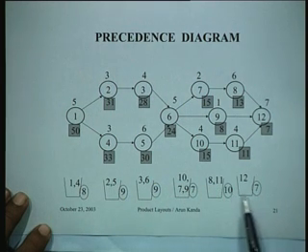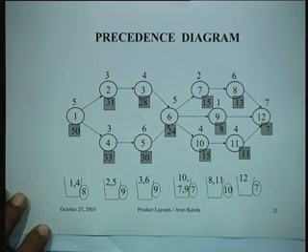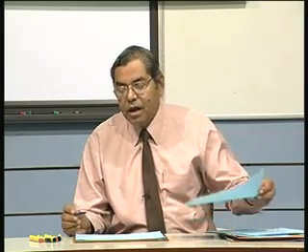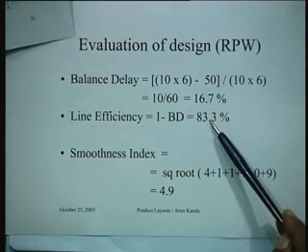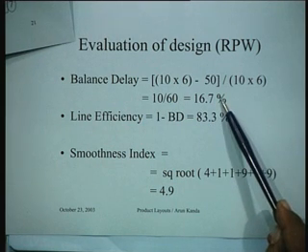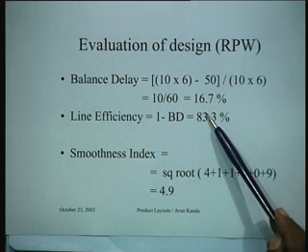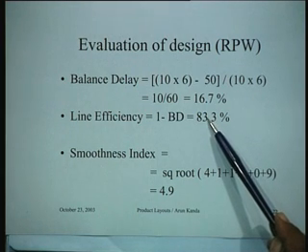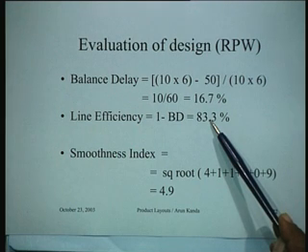And since this highest cycle time is 10, that means this particular line will now operate for a cycle time of 10 as we had decided earlier. So what we can do is try to evaluate this particular design. We can see, for instance, that the evaluation of the design by the RPW method, again the balance delay and the line efficiency are the same, because the balance delay and the line efficiency are determined by the number of workstations. And in this design also you get 6 workstations, in the previous design also you get 6 workstations.